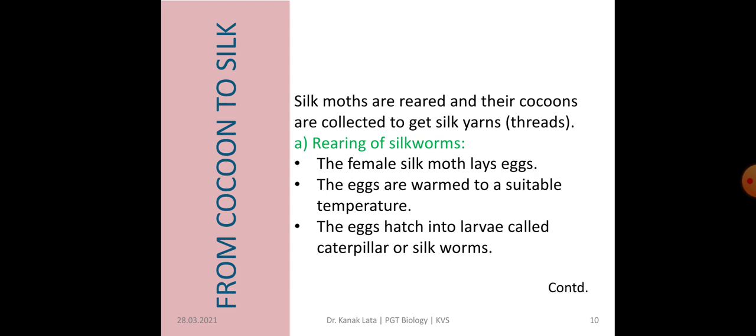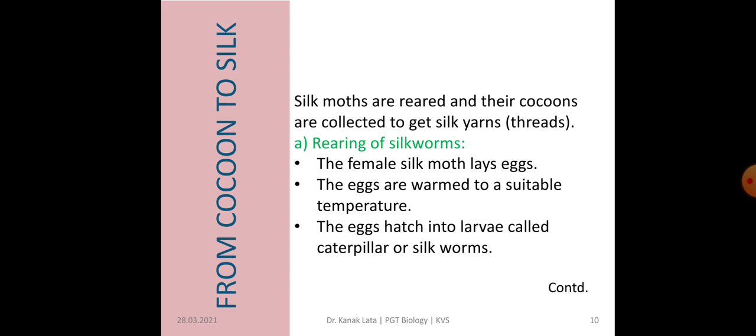Now let us see how from cocoon the silk is obtained. So first the silk moths are reared and their cocoons are collected to get the silk thread. The first step is rearing of silkworm. Whenever we rear the silkworm, this process is called sericulture.